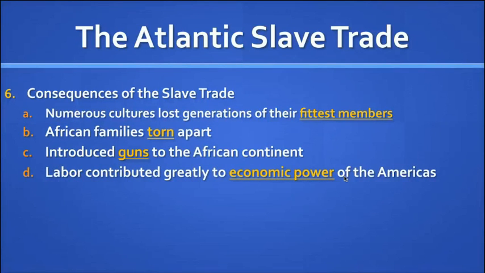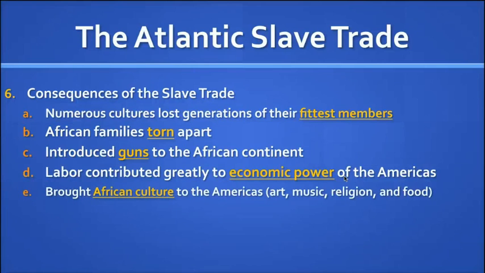There's no doubt that the free labor that Africans provided contributed greatly to the economic power of the Americas. America got a lot of free labor out of this, and it certainly helped the South here in the United States immensely to become wealthy, at least for certain families and certain people. So we owe a lot of our economic power to this horrible, horrible event.